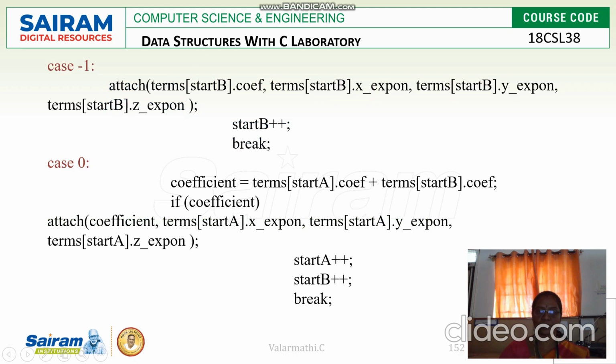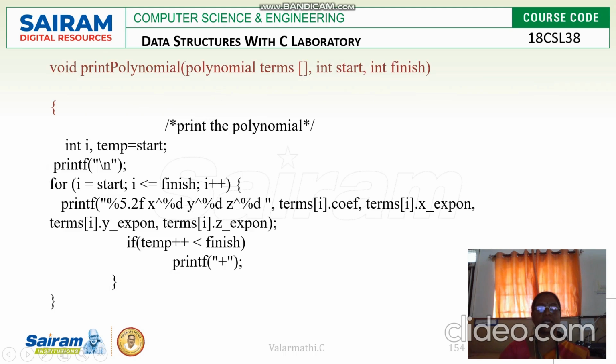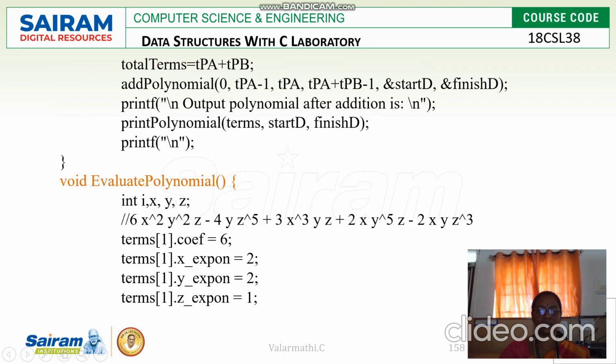So the comparison operation is done. For case -1, there is one rule. For case 0, one rule is there. Then for case 1, some condition is there. Then finally print polynomial will print the elements in the respective columns. So we'll see the outputs.